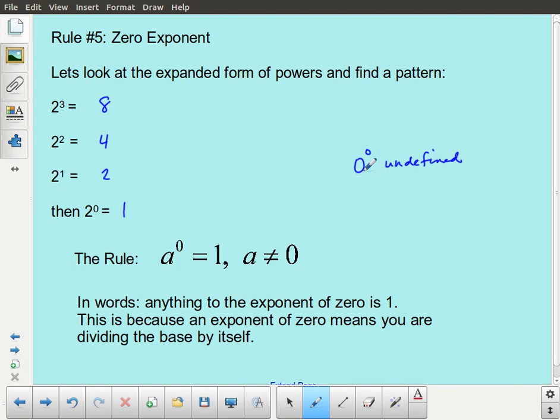Mathematically, there are actually multiple schools of thought on what this might mean, but to my knowledge, it is not yet completely resolved, and so 0 to the 0 is considered to be an undefined quantity.